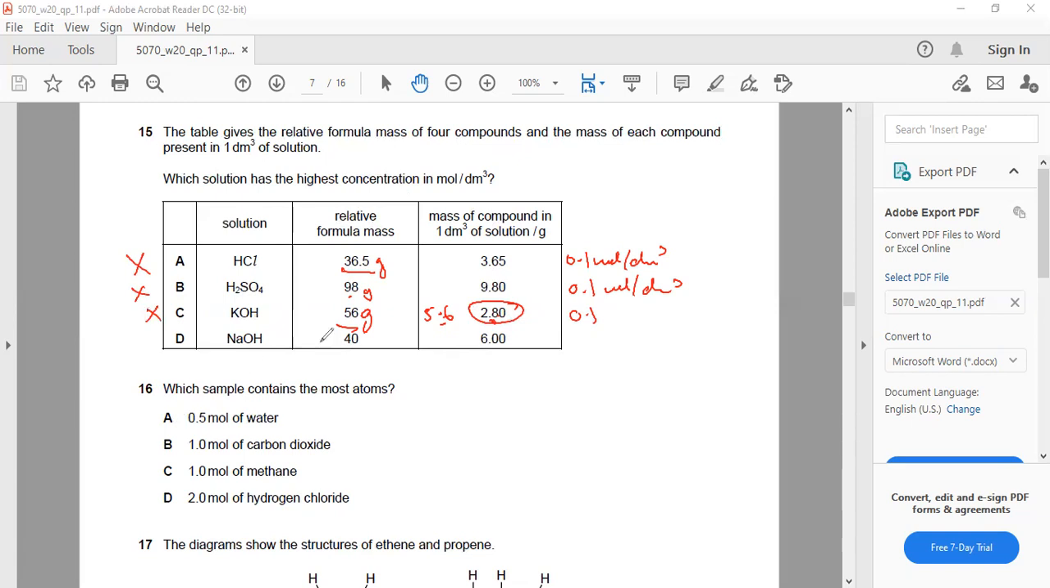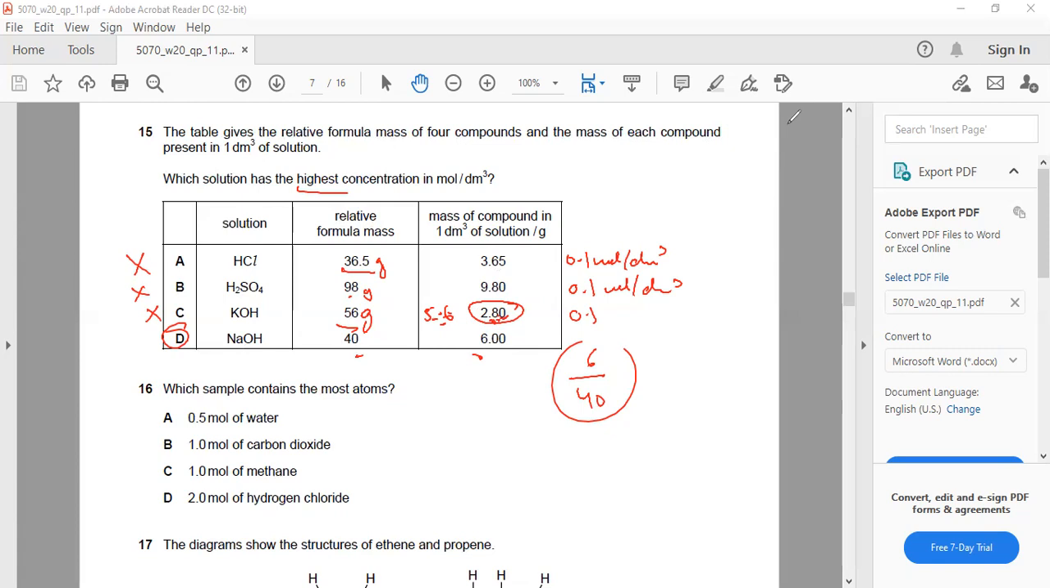C is also wrong because it is less than 5.6. If it were 5.6, it would be 0.1. Less than 5.6, it should be less than 0.1. So it cannot be the highest. So obviously D is the answer. This is the shortest way. Okay. And you can do 6 divided by 40, which will be the biggest among all. So this is the mass. This is Mr, your formula mass. And divide this and you will get the mole per dm cube answer.